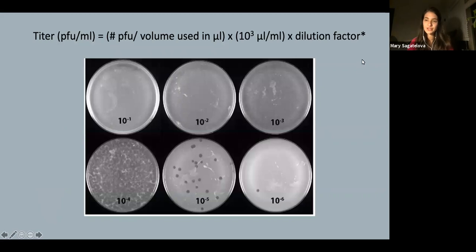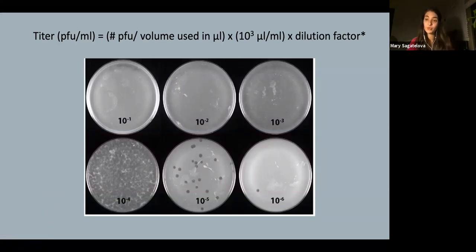So this is the equation that I've been throwing around a couple weeks now, but next week I promise you get to use it. So bring your calculators. We're going to do some math next week. But this is our titer calculation we want, and it's heavily dependent on this number, PFU, so our countable number of plaques.